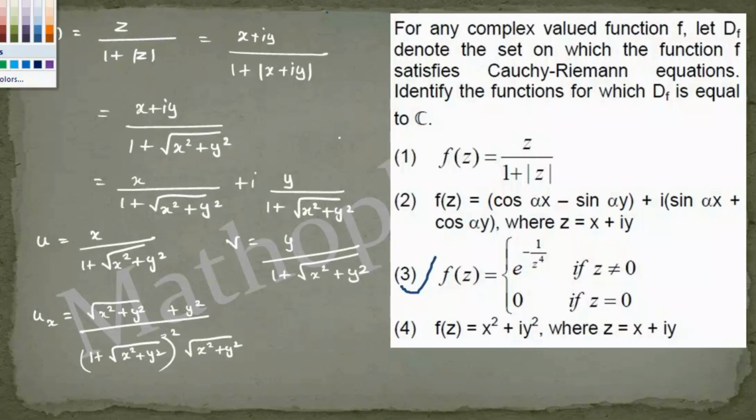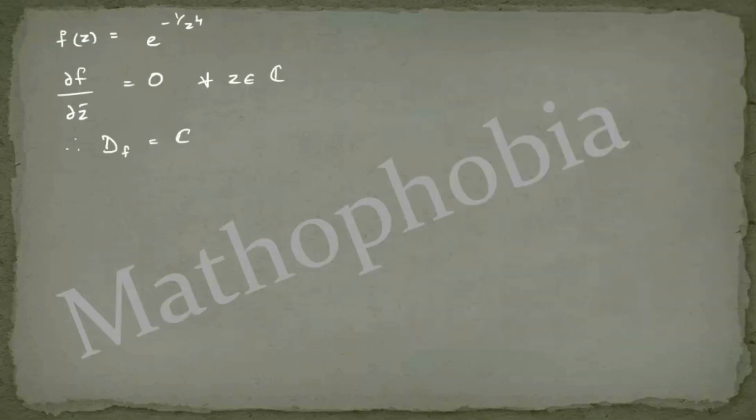And option 4 என்ன கொடுத்திருக்காங்க, f of z is equal to x square plus i y square. So u is equal to x square. So ux will be equal to 2x and uy is equal to 0.